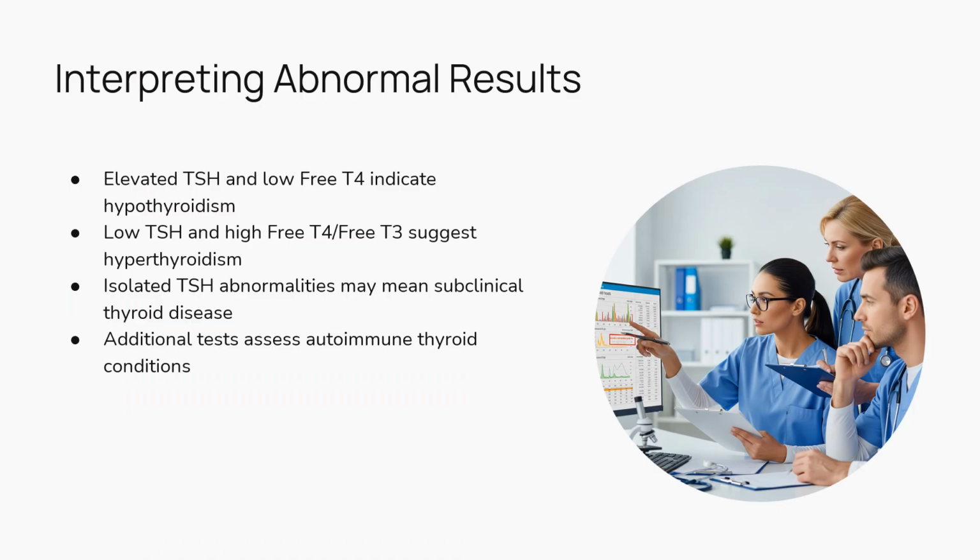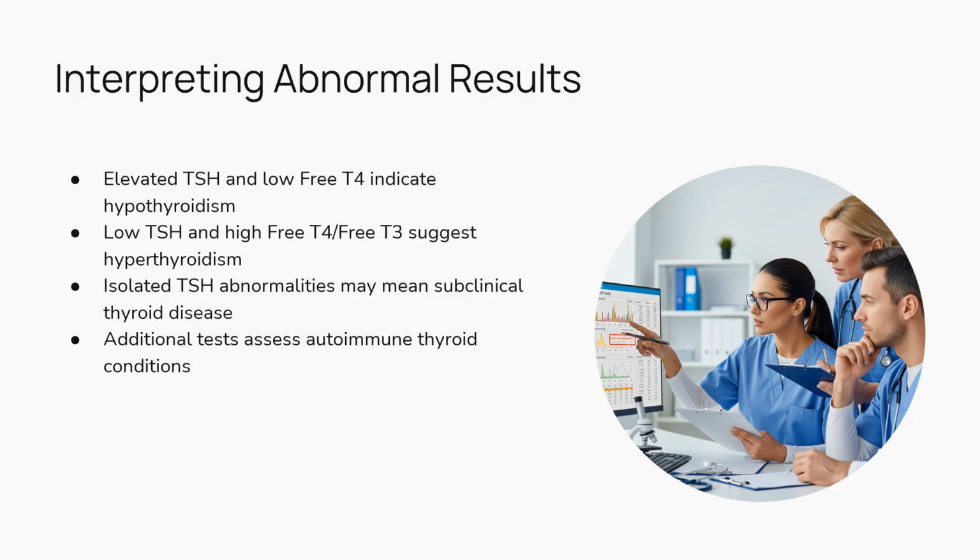If you have an elevated TSH and low free T4, this combination typically indicates hypothyroidism, meaning the thyroid gland is underactive in producing insufficient thyroid hormones. The pituitary gland increases TSH secretion to stimulate the thyroid to produce more hormones. Some common causes include Hashimoto's thyroiditis, iodine deficiency, or thyroidectomy.